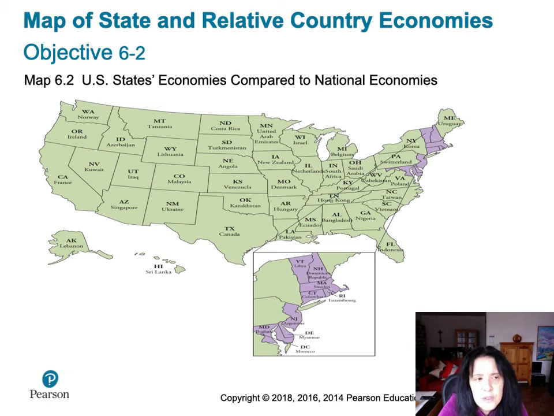Here is learning objective 2, which is all about illustrating the historical and the current rationale for interventions and free trade theories. And this map shows the comparison between United States economies and similar sized country economies.